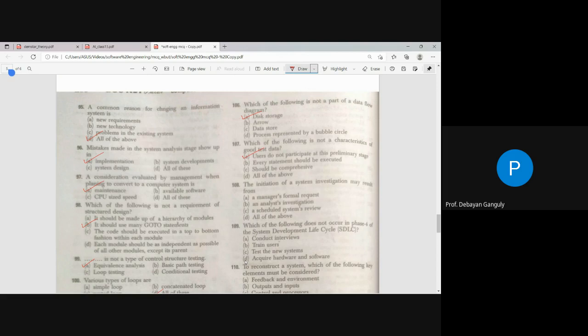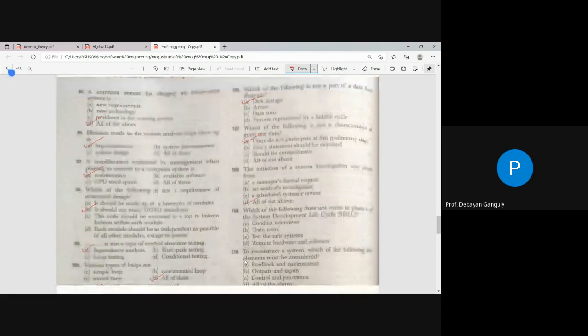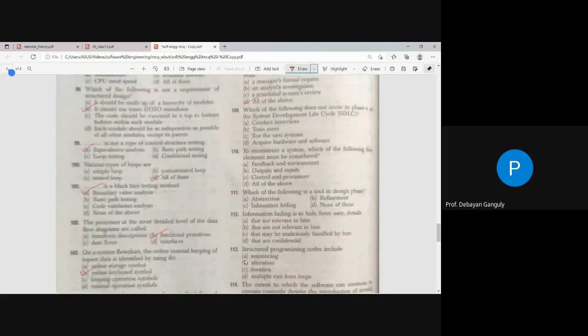The initiation of a system investigation may result from the manager's formal request, of course analyzed investigation, of course a scheduled system review, of course all of the above. 109. Which of the following does not occur in phase 4 of the system development life cycle, SDLC? So you can say that is conduct interview, of course, that is not the part.